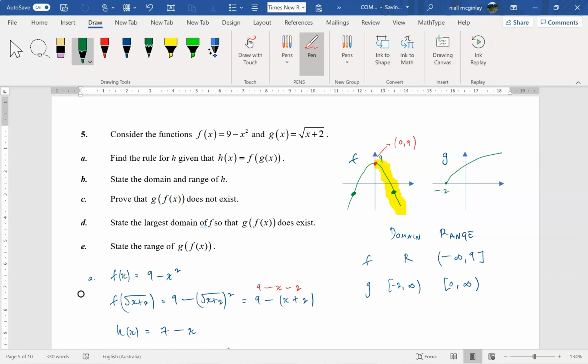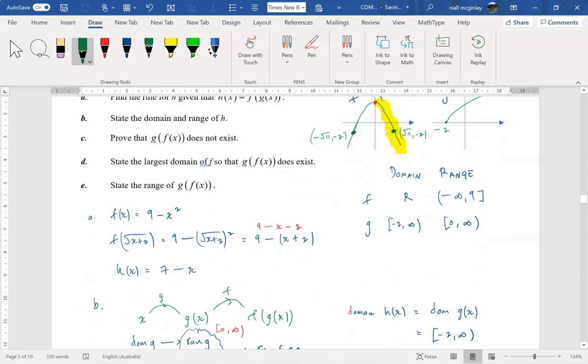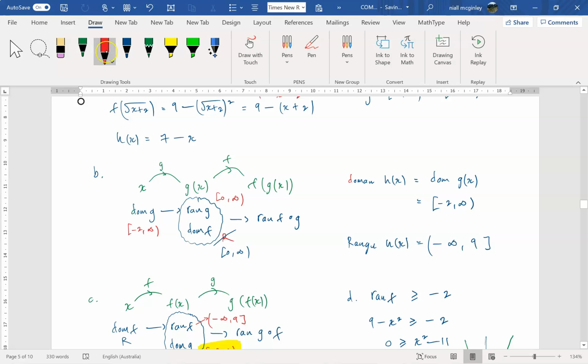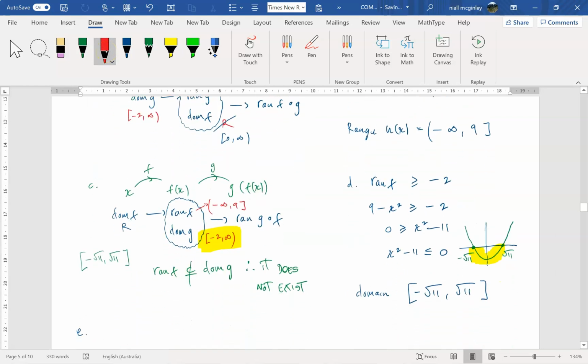So when you sub in minus root 11, it's going to be 9 minus root 11 squared. So it'll be 9 minus 11, so this will be minus 2. Okay, so this point here will be minus root 11, minus 2. And then substituting in root 11 here, root 11 squared is 11, 9 minus 11 is minus 2. So you'll see now that the range that's going to be produced will be between minus 2 and 9. So that is going to be your new range here.